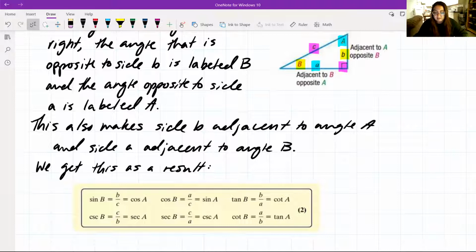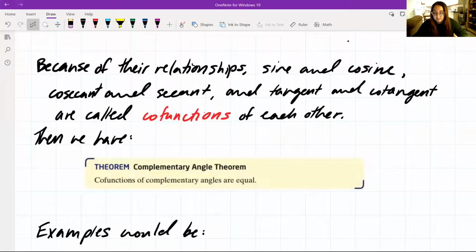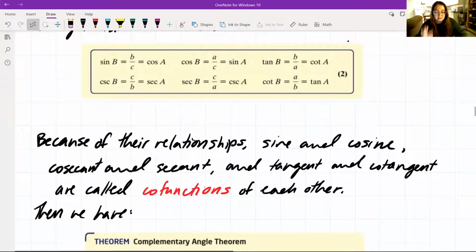Secant of B is equal to C over A, which is equal to cosecant of A. And cotangent of B is equal to A over B, which is then equal to tangent of A. So we're just seeing here how certain ratios are going to relate to the angles that we see on our triangle. Now, because of their relationships, sine and cosine, cosecant and secant, and tangent and cotangent are going to be called co-functions of each other based on what we just went over.